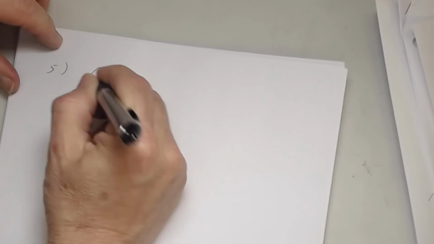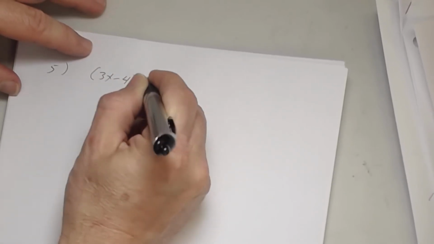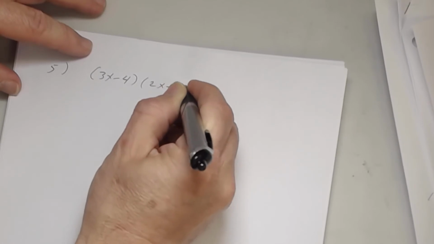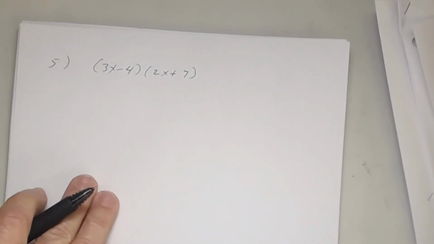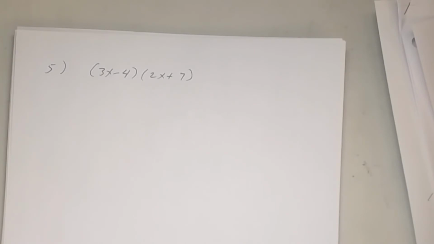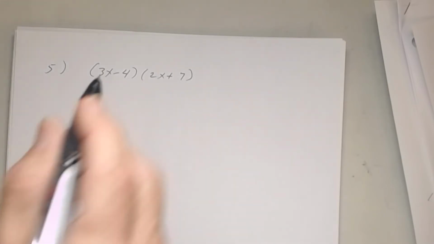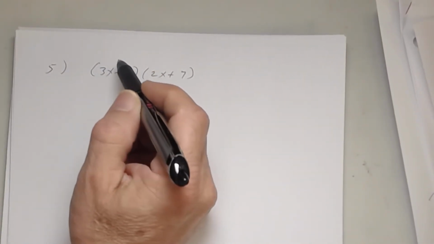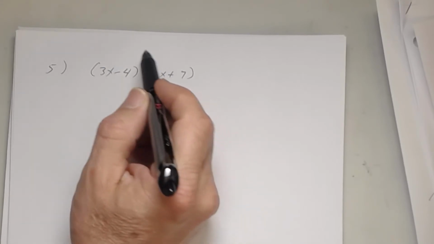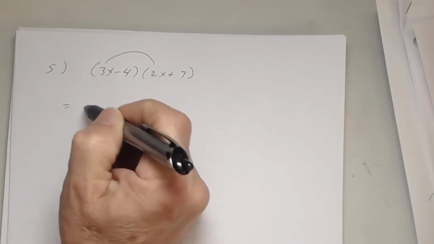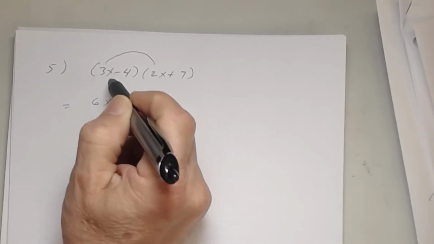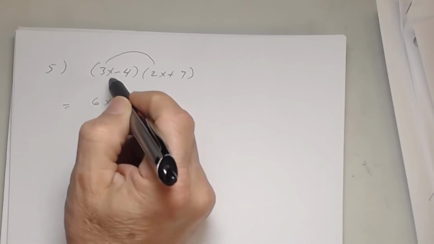Number 5. Suppose you had 3x minus 4 times 2x plus 7. So 3x minus 4 times 2x plus 7. All right, so what are you going to use here? FOIL. All right, so let's talk about first. What's going to be the first? Well, first of all, you're going to multiply what two terms to get the first? Okay, so it's 3x times 2x.